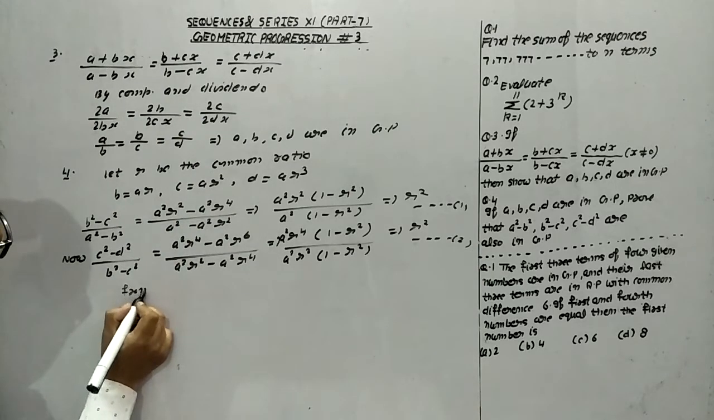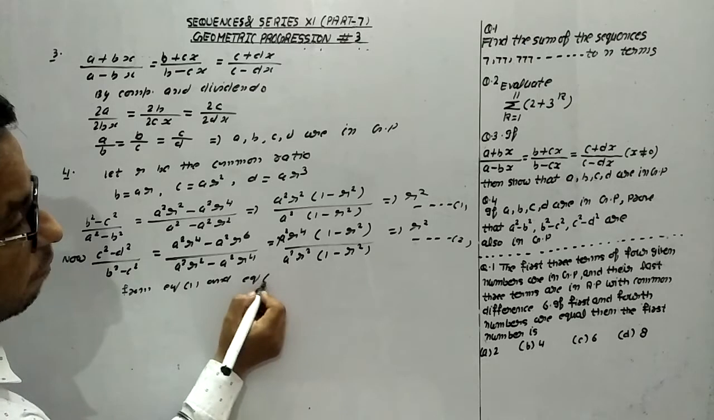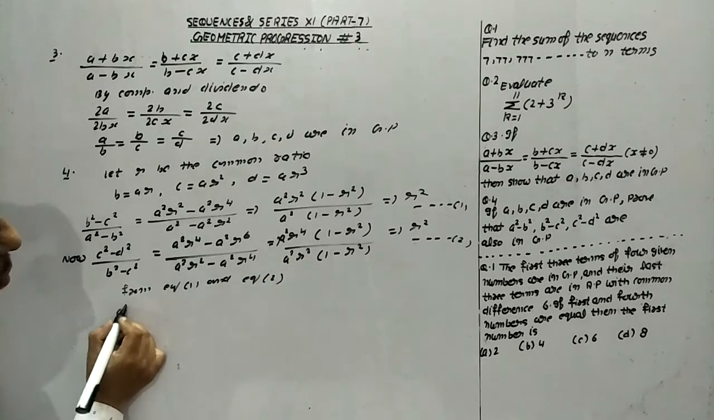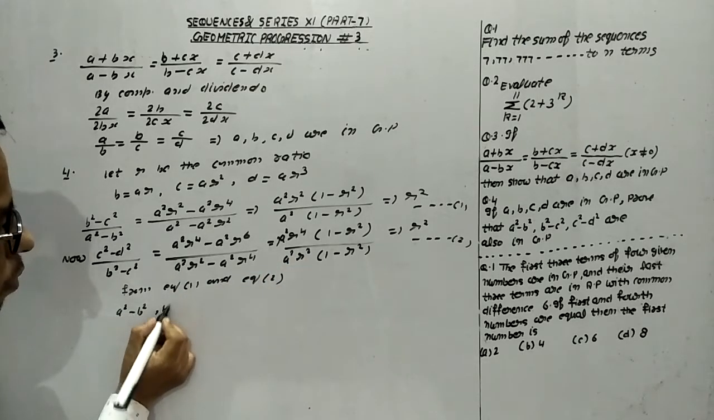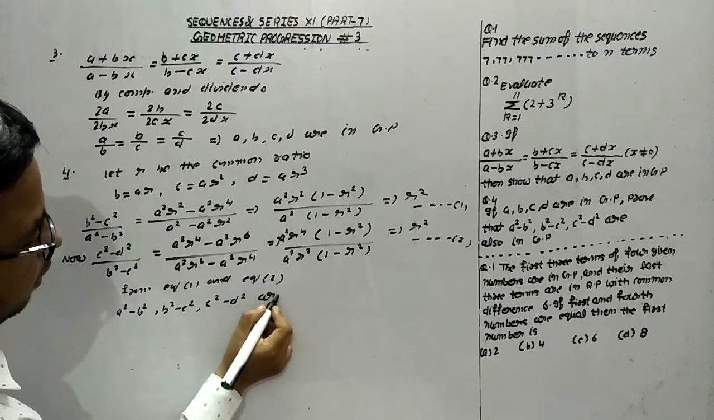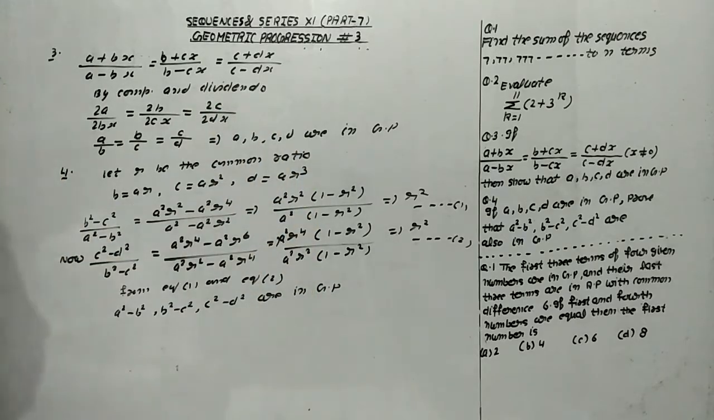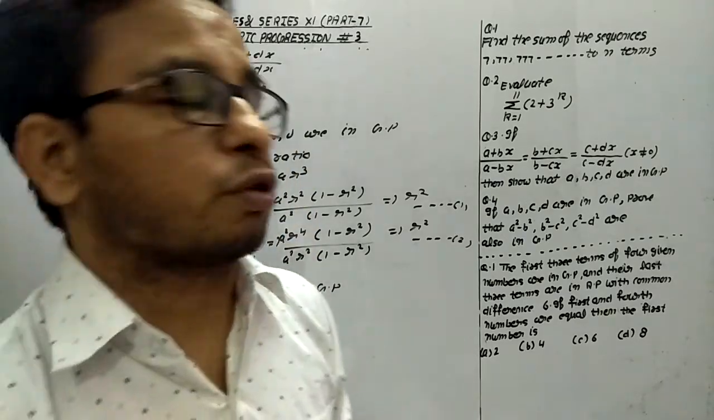From equations 1 and 2 we can say that the given terms are in GP. It means a square minus b square, b square minus c square, c square minus d square are in GP. So this is the basic concept to solve this type of question.